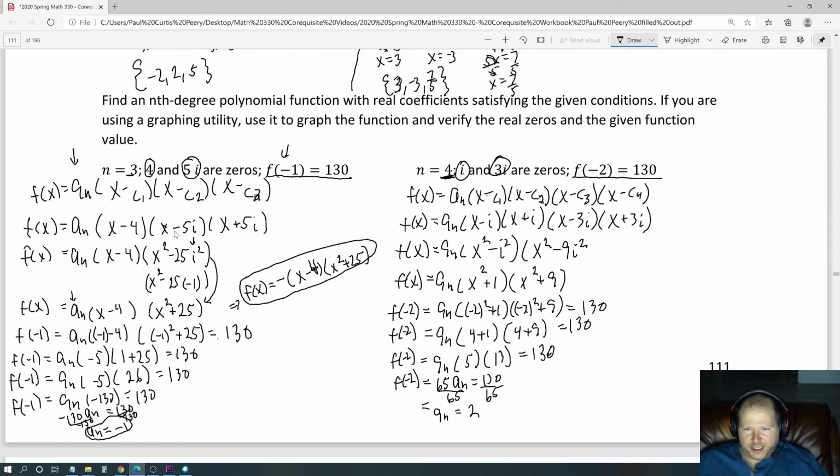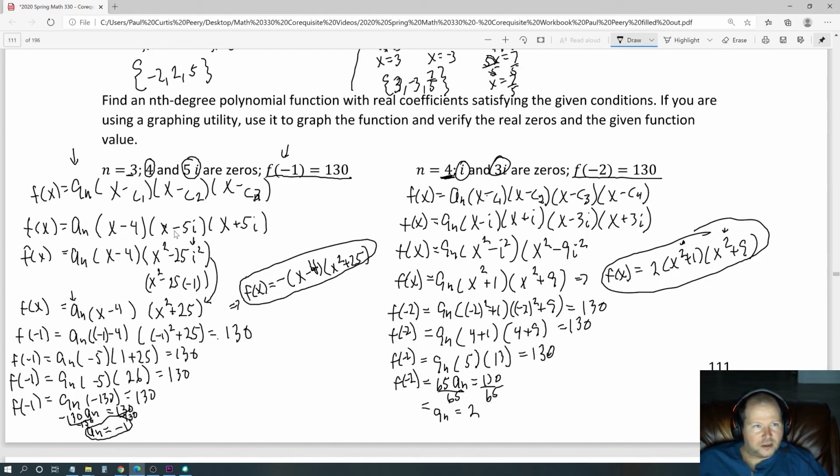Okay, so what I can do is go back over to where I had it written here. Therefore, we know that f of x must be equal to 2 times x squared plus 1, x squared plus 9, right? So let's do the coefficient. That's the thing. They say find an nth degree polynomial. Okay, so we found our nth degree polynomial. This is a 4th degree polynomial, right? 2 exponent right here plus 2 exponent right here. So that's a 4th degree polynomial.